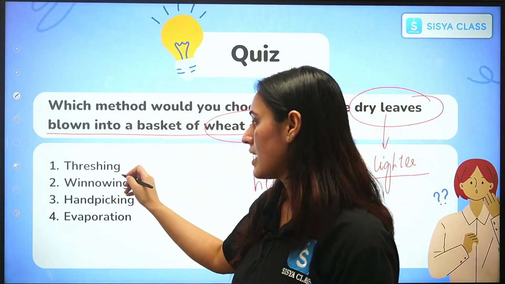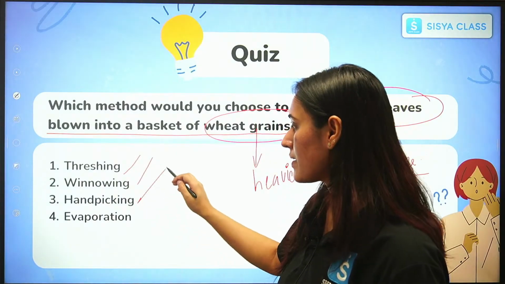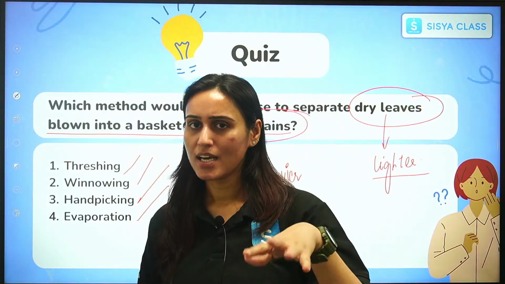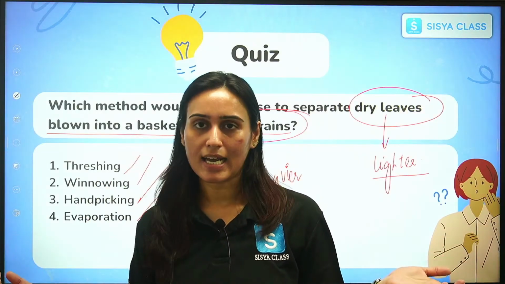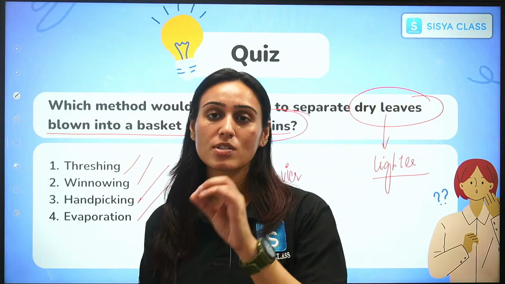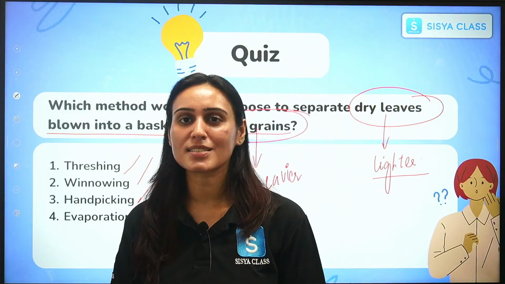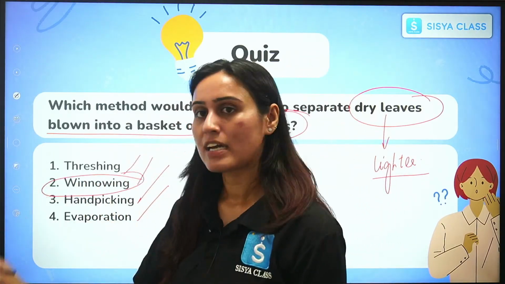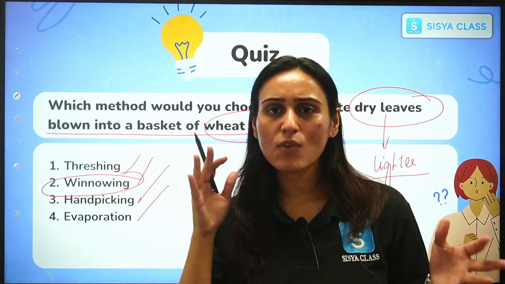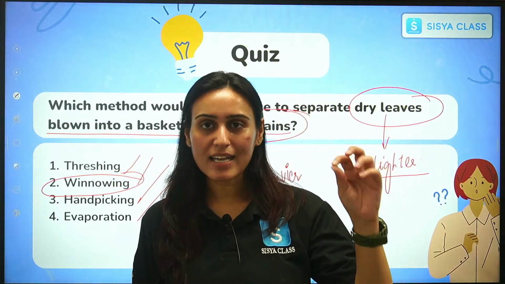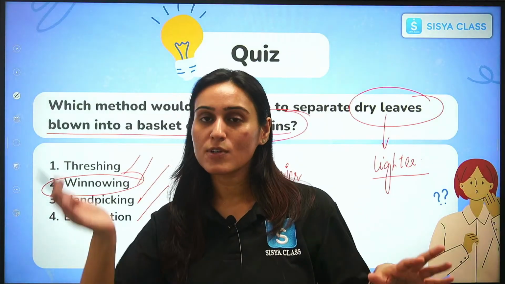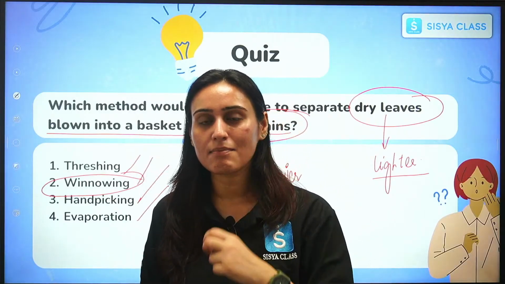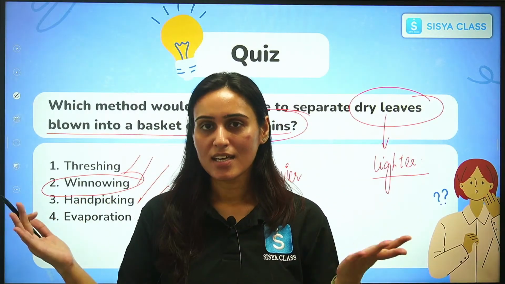Please look at the options. Threshing, winnowing, hand picking, or evaporation. Which method would you use? That is the best method, right? You can hand pick the dry leaves also, you can do that. But what would be the most convenient, best method in order to separate out these dry leaves from your grains, everyone? Winnowing, based on difference in density. Threshing was separating out your grains, husk from the stalk. That was beating out the crops, right? We are talking about the next in line, the second method that we have employed, that is winnowing. Okay, so correct answer is option B.